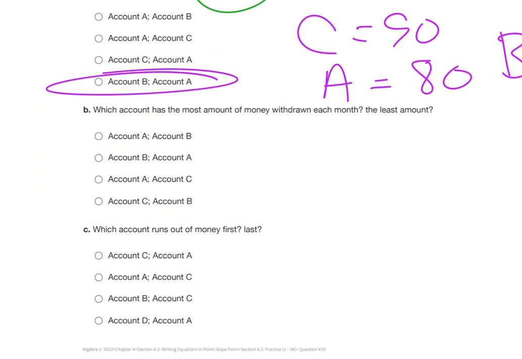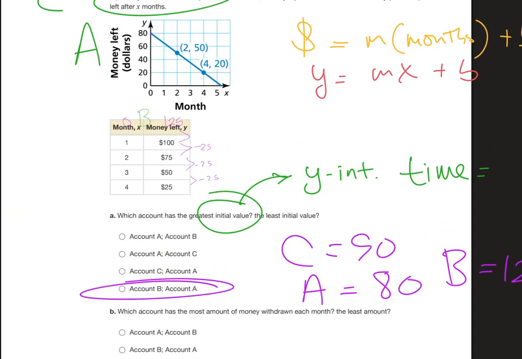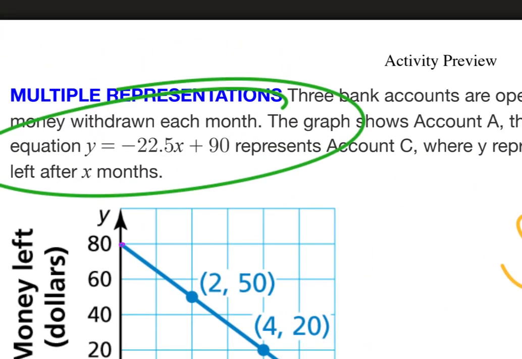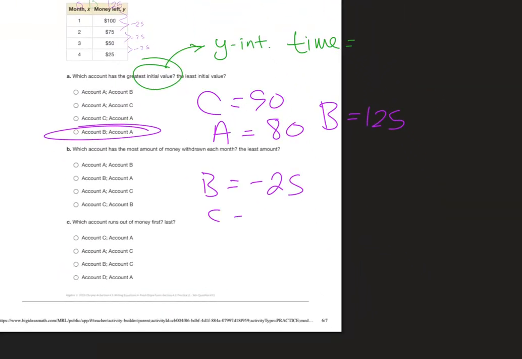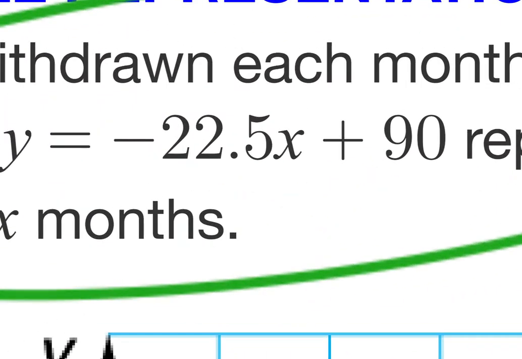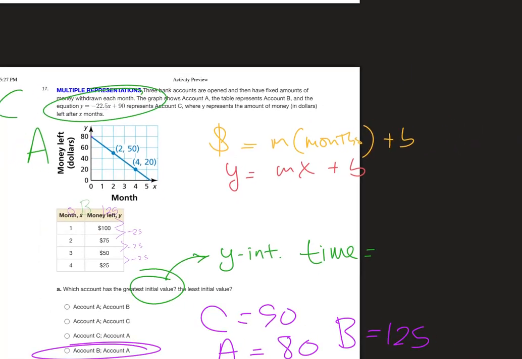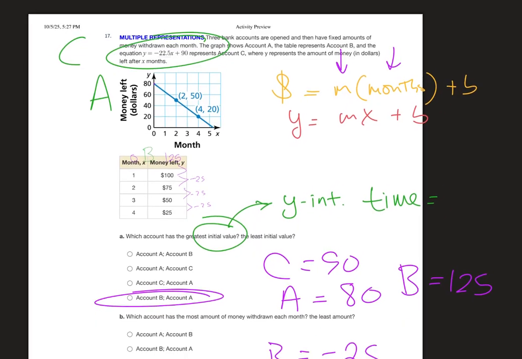Which account has the most amount of money withdrawn each month? Okay. So this one is going down. So B. Let's do that again. B is losing 25 a month. This one is losing $22.50 a month. So C, losing $22.50 a month. And if you're like, how did he get that? It's right there. It's the slope. That is the slope per month, right? The money per month, okay?